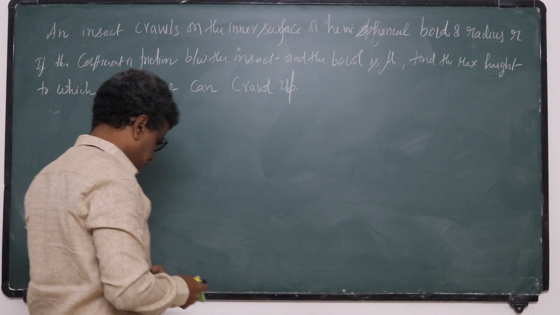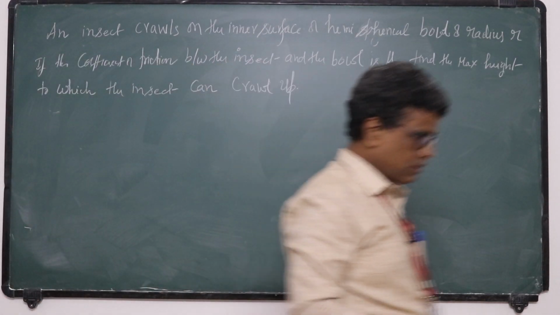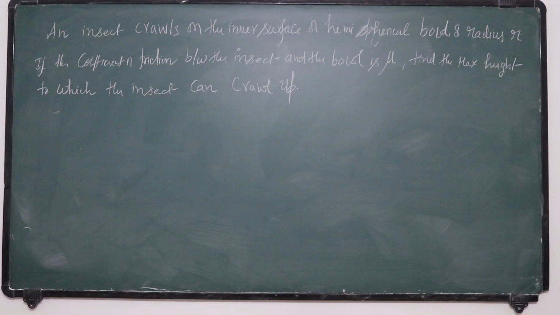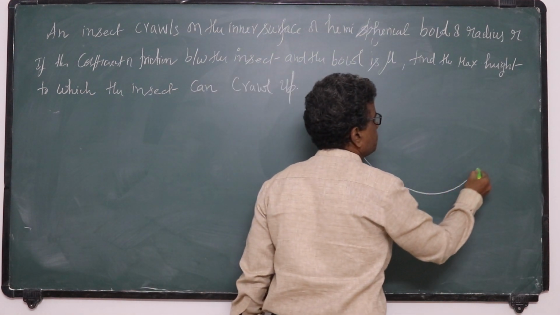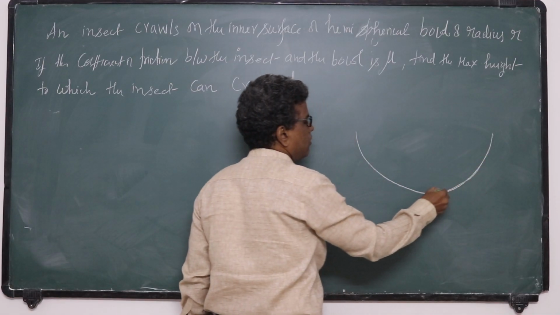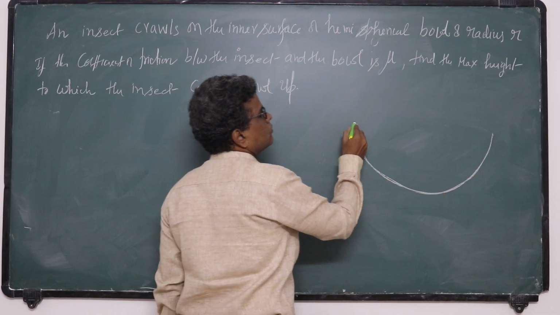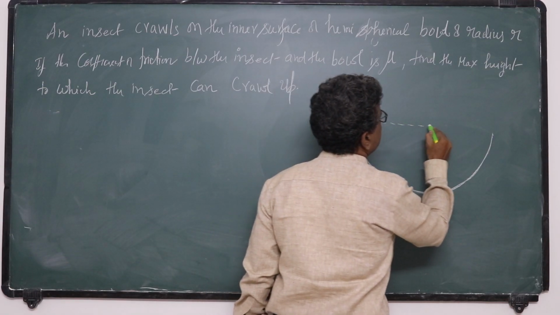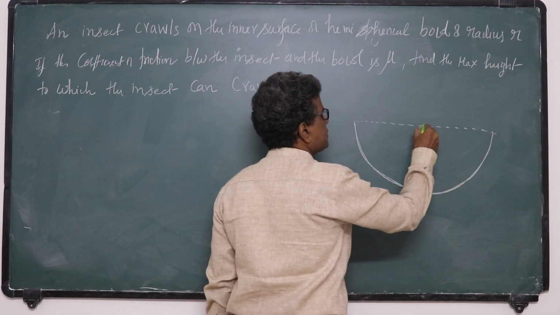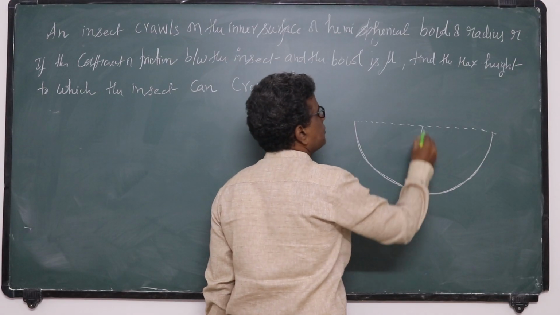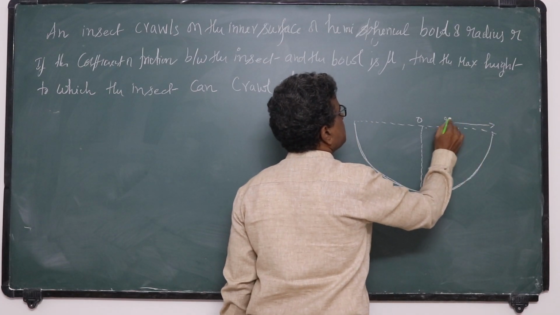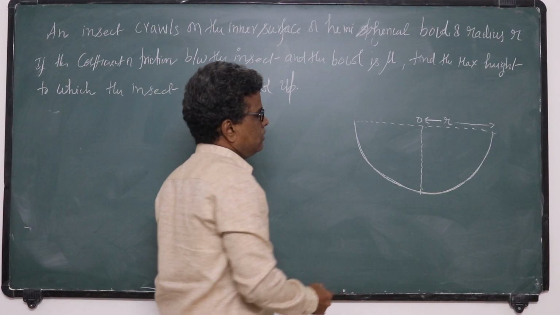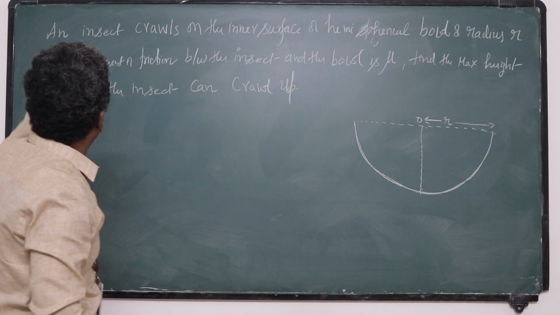So that is the problem. What height will it rise? So there is a hemispherical bowl. This is the hemispherical bowl. Let r be the radius of the hemispherical bowl.